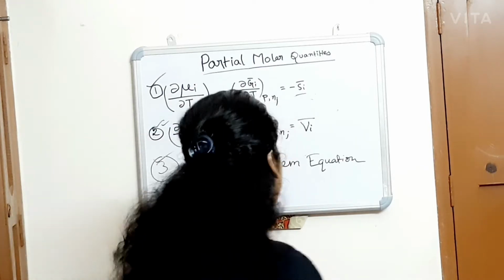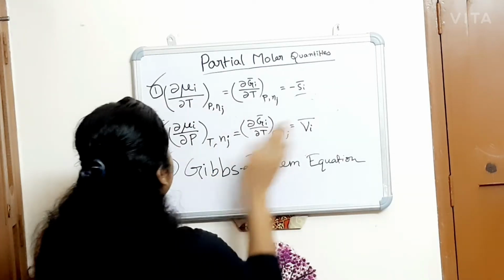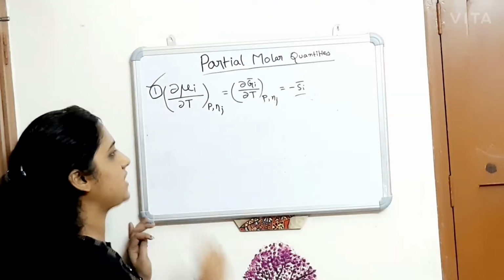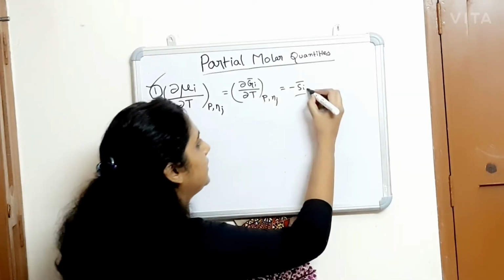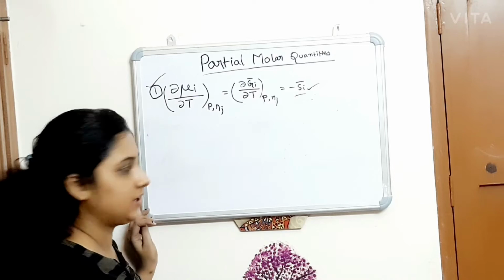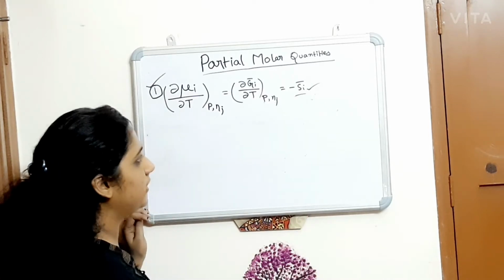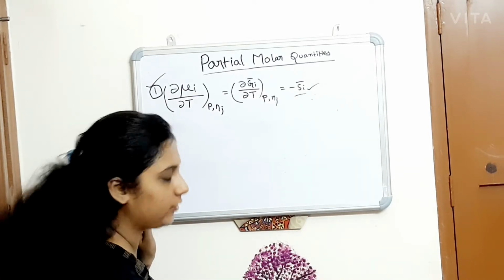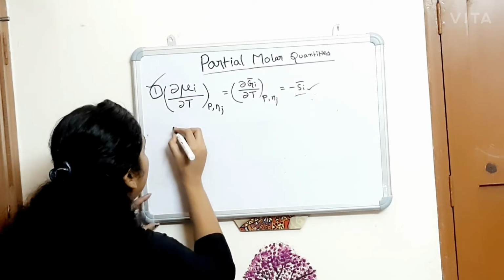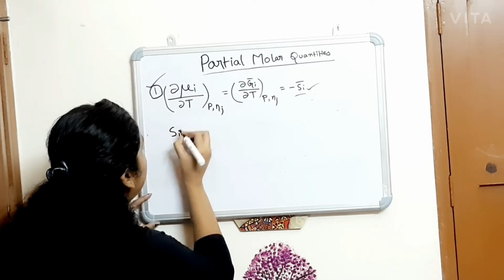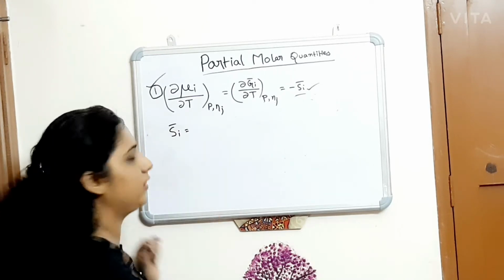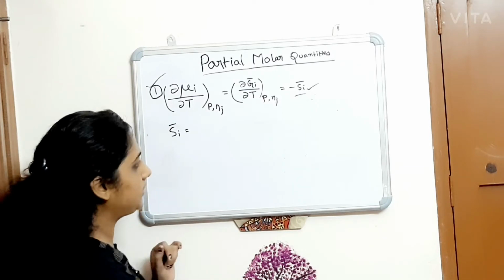So let's see this derivation now. For this type of derivation we have to start with the right side of this equation, that is from the minus of S̄ᵢ, or you can say from the S̄ᵢ. So what is S̄ᵢ? This is the partial molar entropy of the ith component.